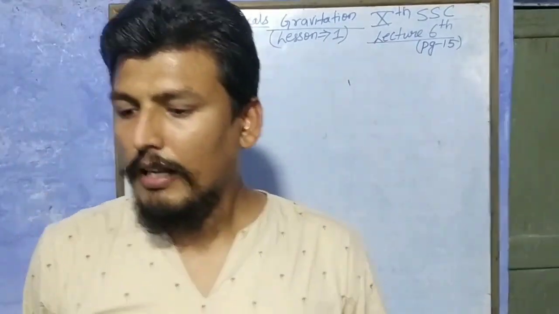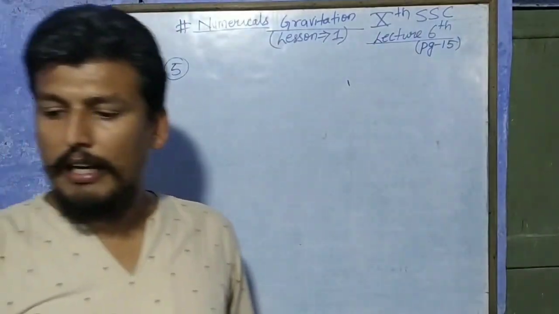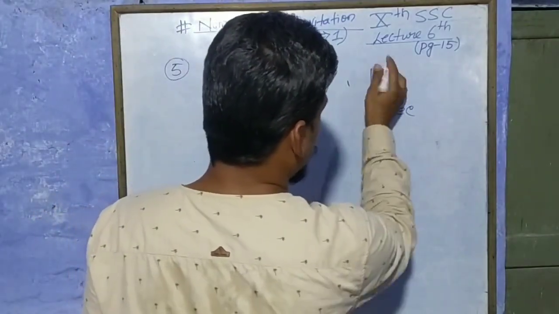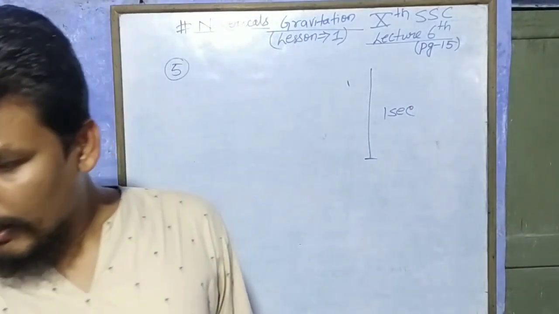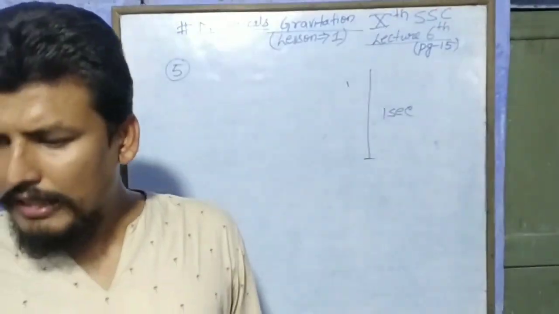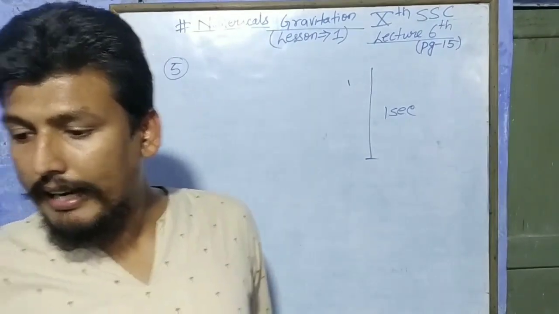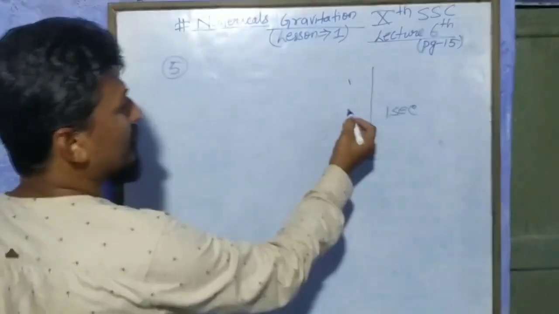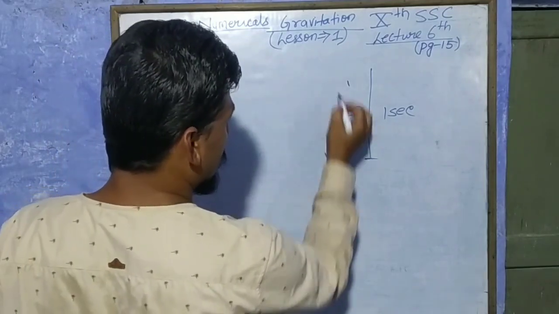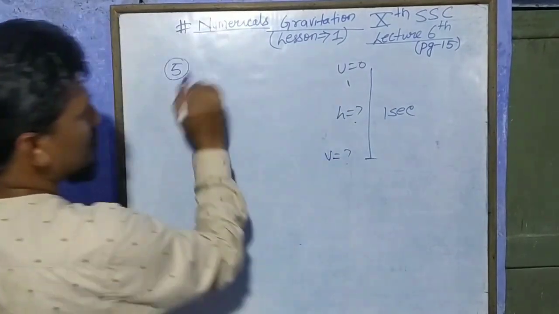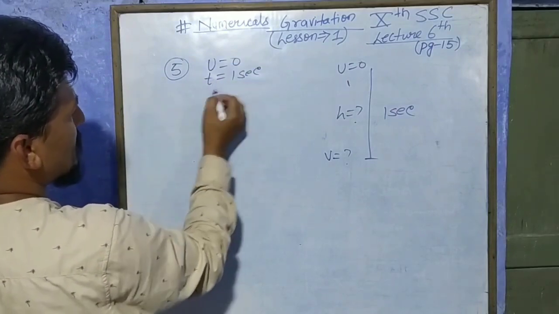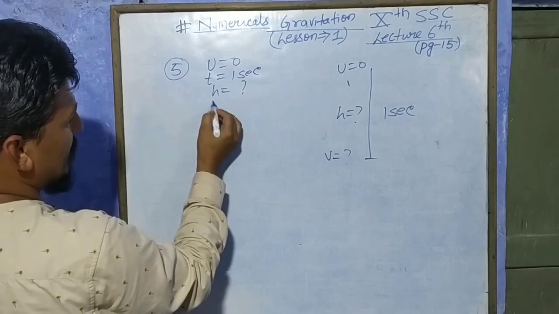Question number 5 is: a ball falls off a table and reaches the ground in 1 second. Time taken to reach is 1 second. Assuming g is 10 meter per second square, calculate its speed on reaching the ground and the height of the table. You have to calculate the height and final velocity here. Initial velocity is 0. So U is equal to 0, t equal to 1 second. You have to calculate the value of h and v.